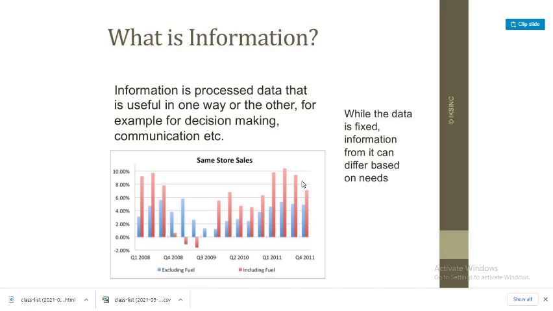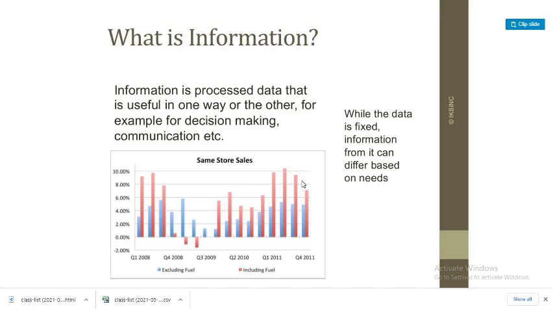How did they get the information? The whole day's data, they have processed it. Once they processed the data, they got an idea, they got the information. Okay, what is that information? Information is nothing but processed data which is useful in one way or the other. How will that information be useful?